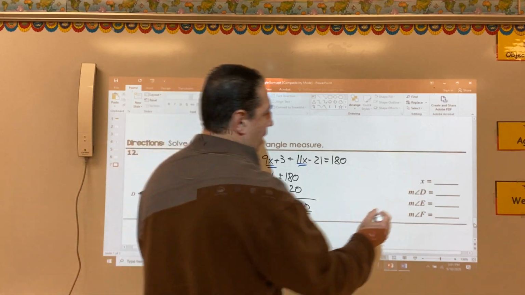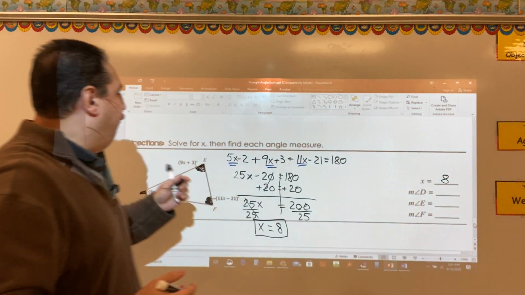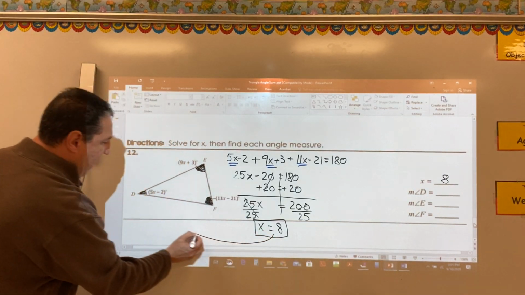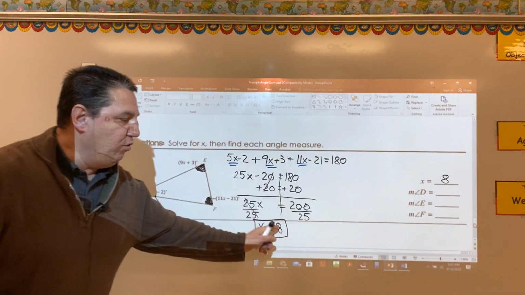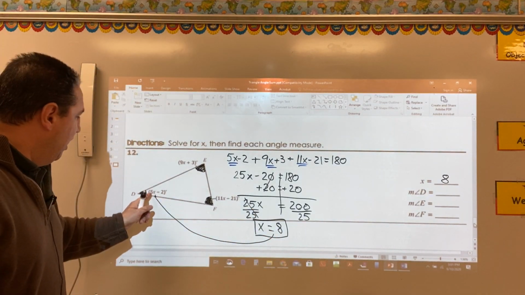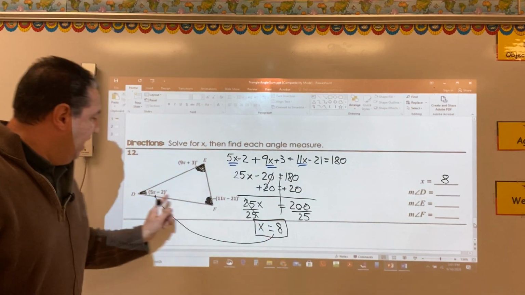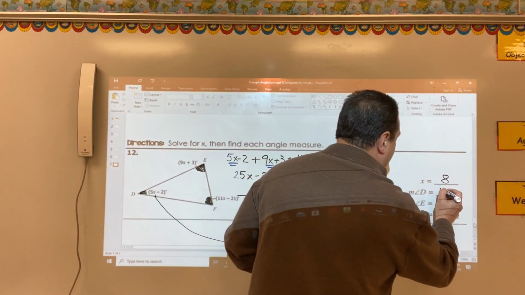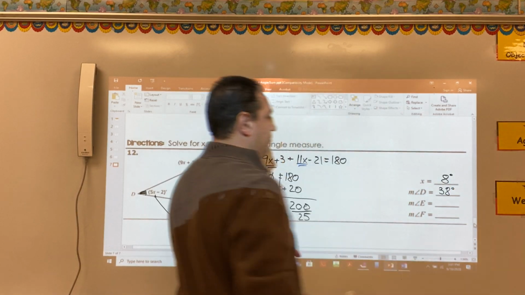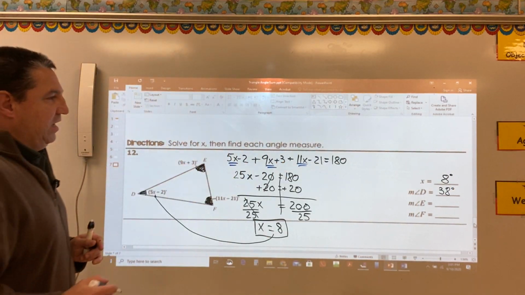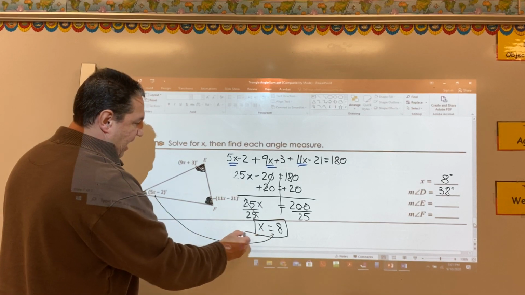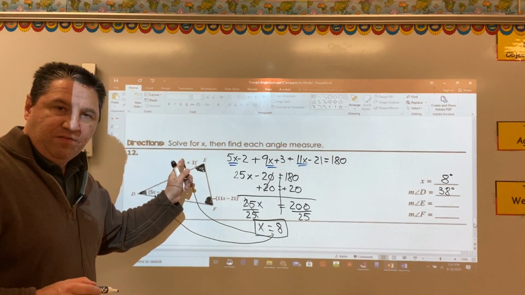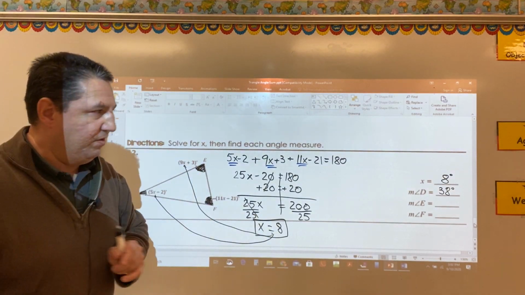So we found X. What's next? To find angle D, we simply plug it in here, right? So we replace X with the value of 8 and do the math. So 5 times 8 equals 40 minus 2 equals 38. So angle D equals 38 degrees. Now, angle E. Again, we plug in here. So 9 times 8 equals 72 plus 3 equals 75.